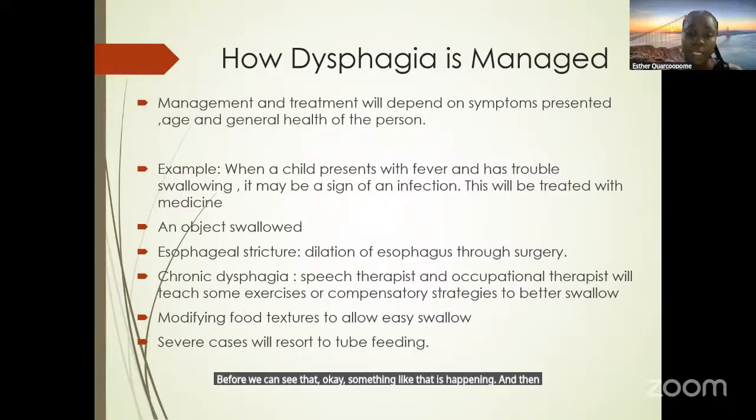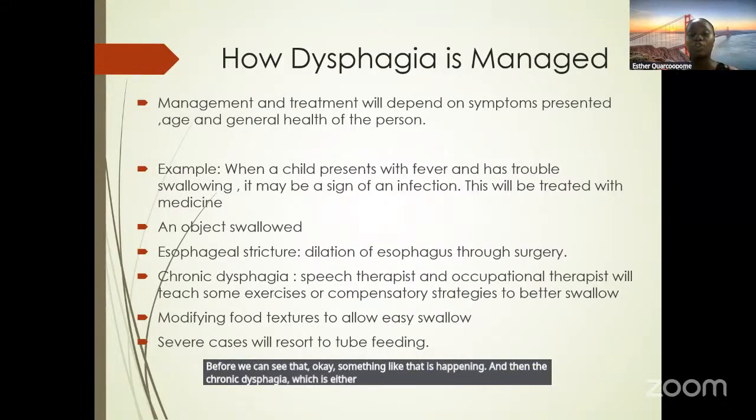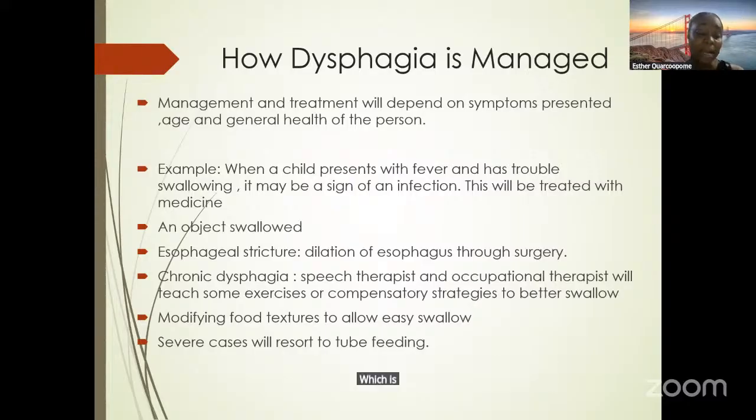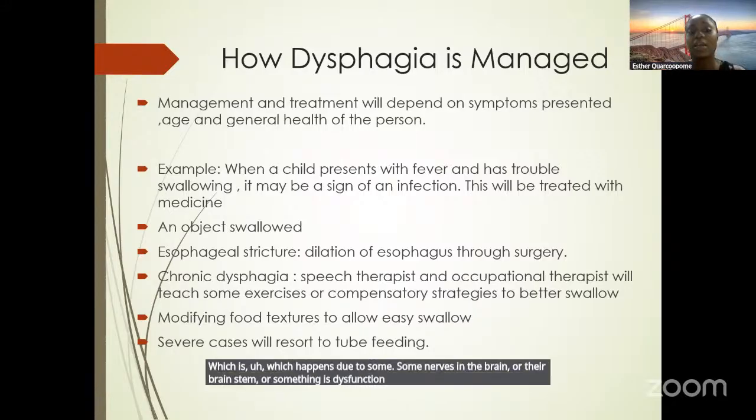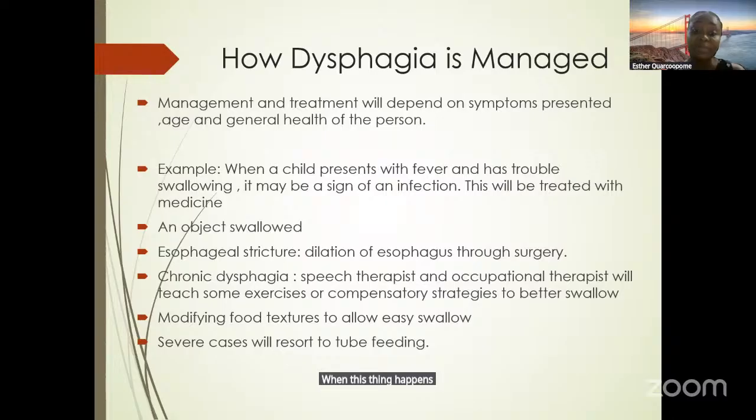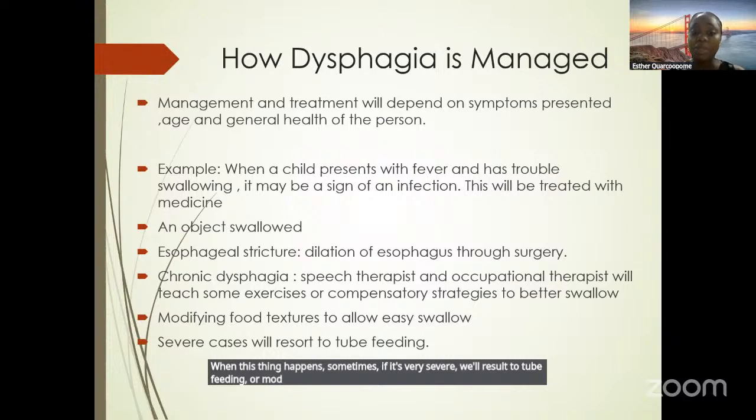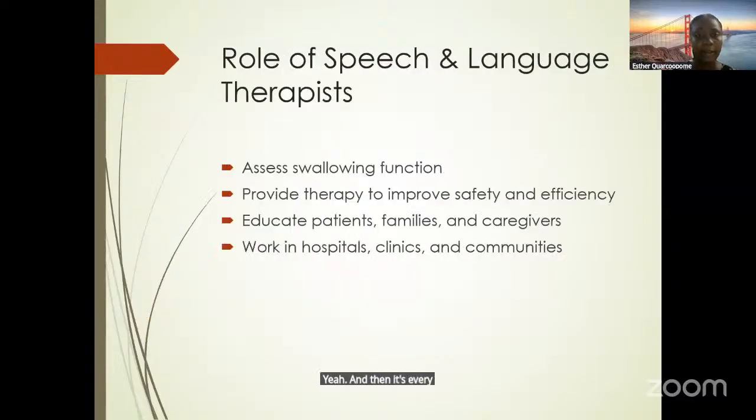And then chronic dysphagia, which is caused by stroke, which happens due to some nerves in the brain, or the brain stem, dysfunctioning, which causes dysphagia. When this happens, if it's very severe, we'll resort to tube feeding, or modifying textures can be done. But therapy with exercises and compensatory strategies is mostly for head and neck cancers. Yeah. And then cerebral palsy too. So that's the managing aspect.